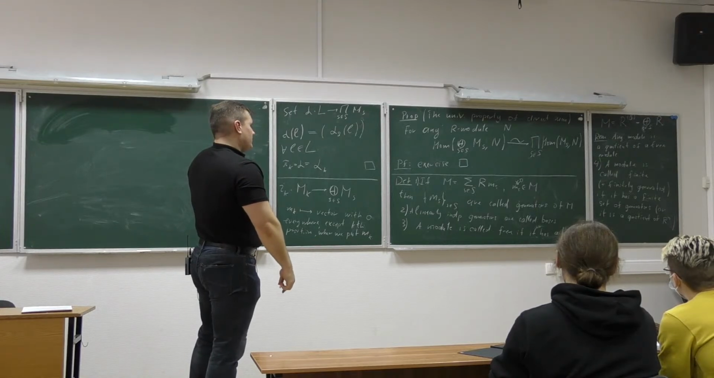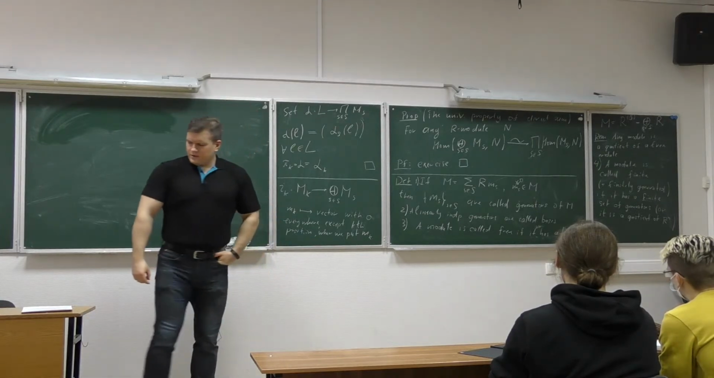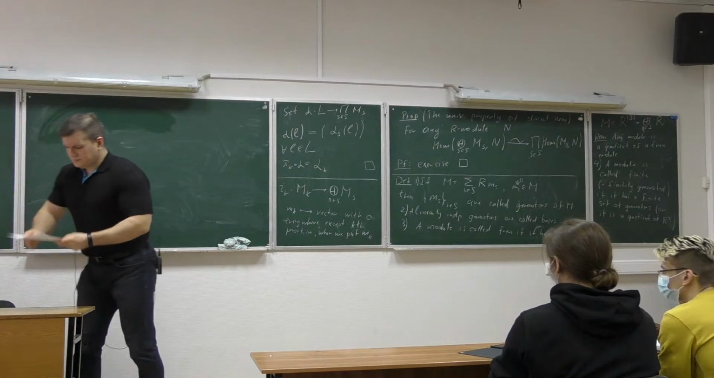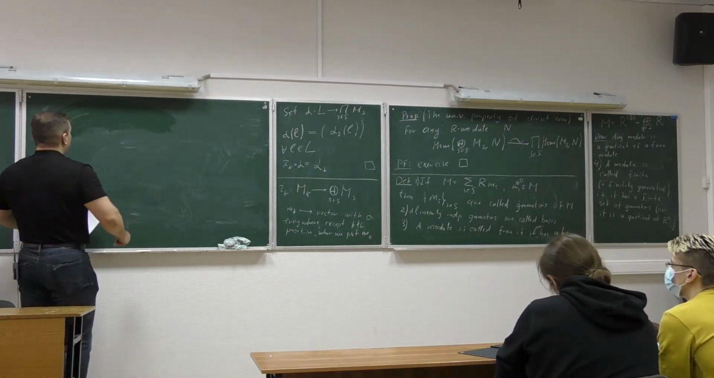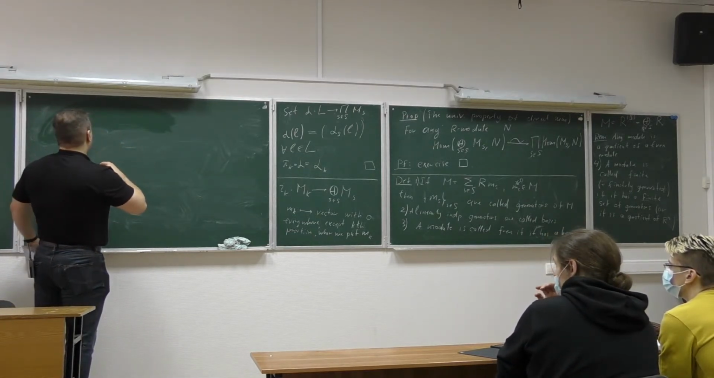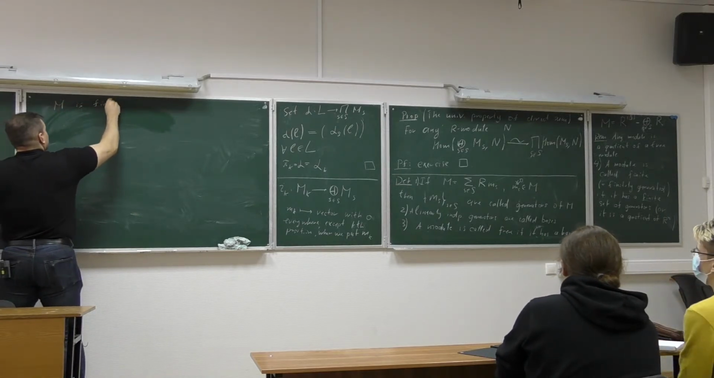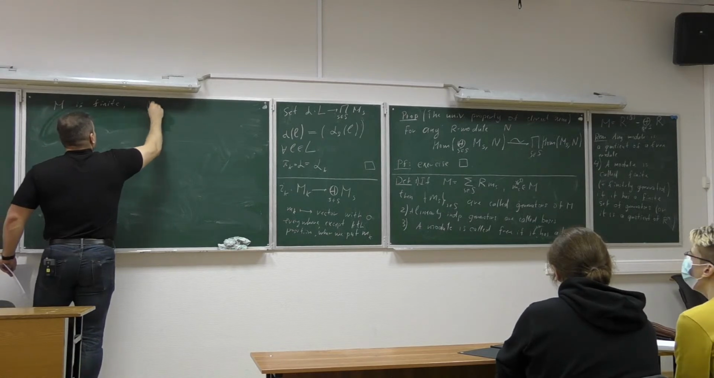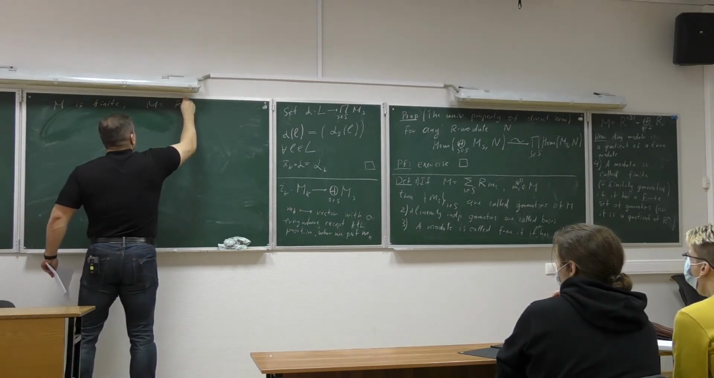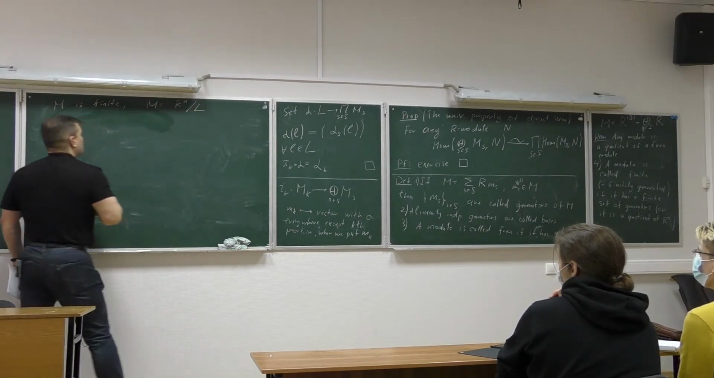Okay, so we defined finitely generated modules. And if you want to write this in terms of formulas, you can say that M is finite, meaning that M is the quotient of the free module modulo some submodule.